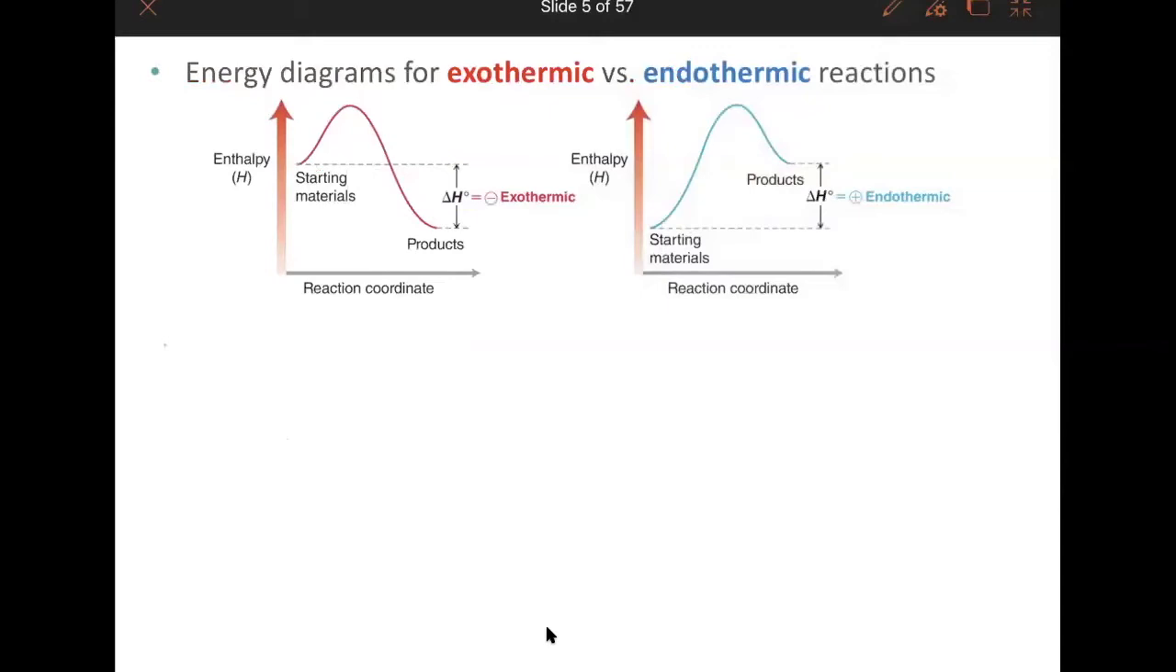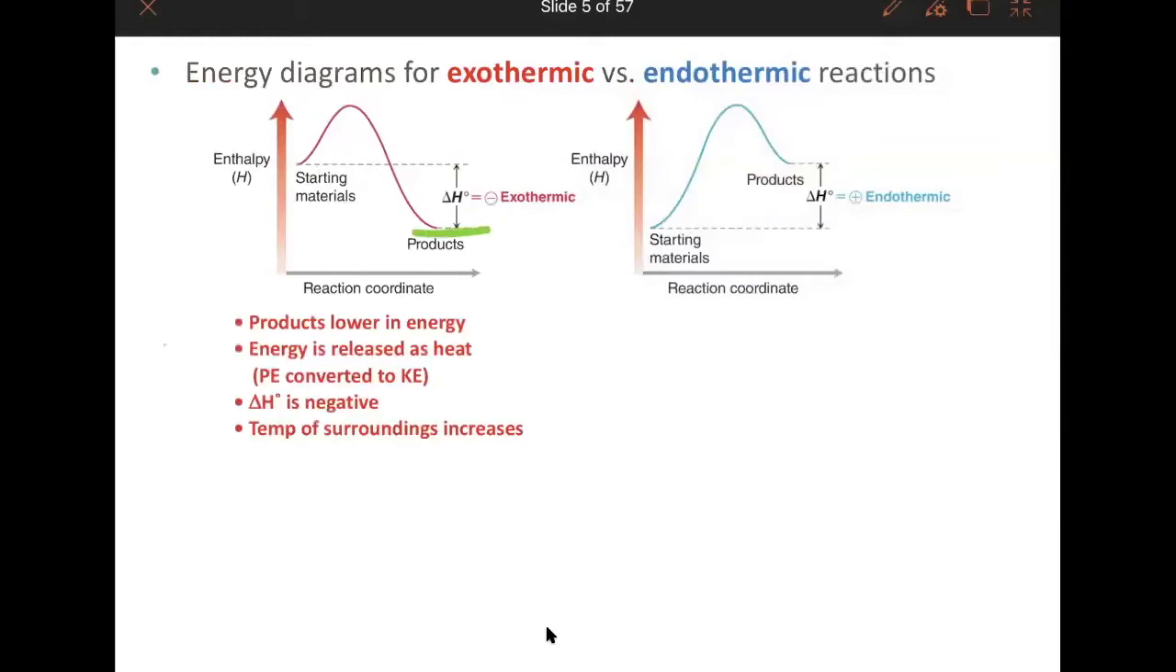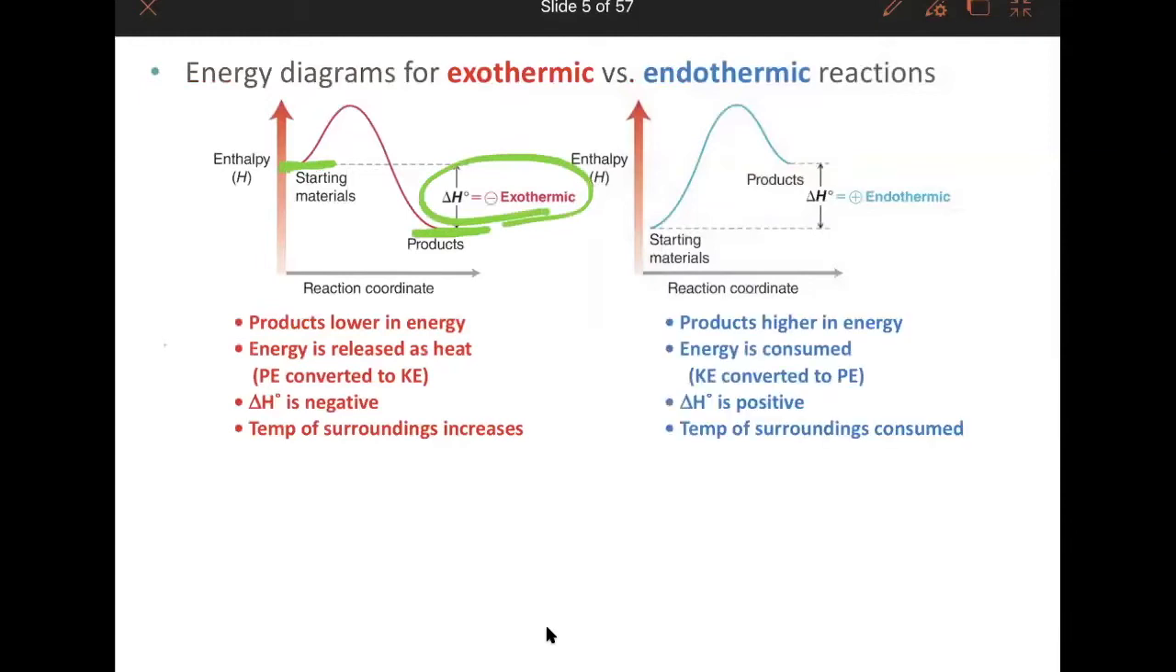So if we look at the energy diagrams for an exothermic versus an endothermic reaction, we can see that in the exothermic reaction, the products are lower in energy than the starting materials. Energy is released because these products are more stable, so energy is given off into the surroundings. Delta H is negative, and the temperature of the surroundings increases. If we look at endothermic reactions, it's the opposite. Our products are higher in energy than our starting materials. That means energy had to have been consumed. Energy needs to be put into the system to raise those products to a higher energy. Delta H is positive in this situation, and the temperature of the surroundings decreases.